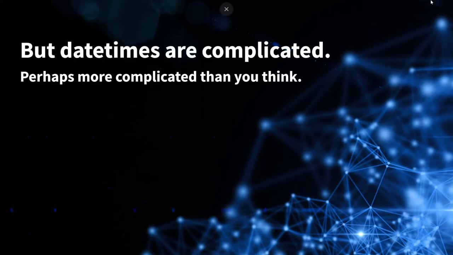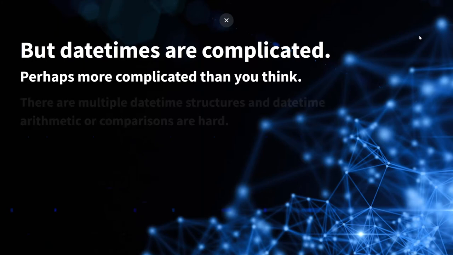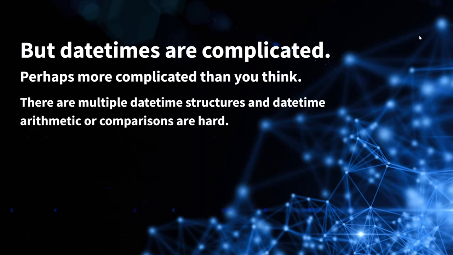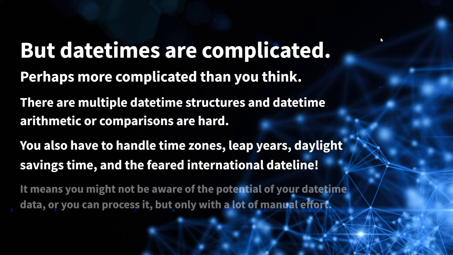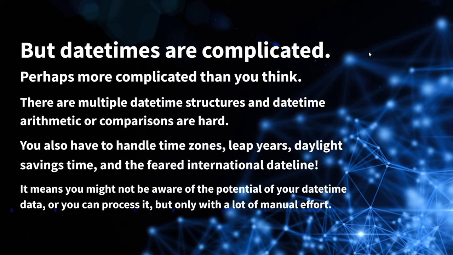So that's all well, but date times can be very complicated. There are multiple structures. Every format seems to have its own structure. We've heard that story before. And once you start looking at date time arithmetic, that's difficult. What's one date minus the other date and comparing dates? And how do you handle the time zones and the leap years and the international date lines and other big ones? So when you've got time data all over the world, that's when it becomes more complicated. And even if you are aware of the potential of your date time data, you might be processing it only with a lot of manual effort. So we are here to solve that problem.